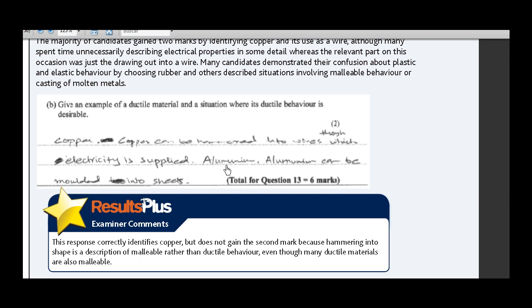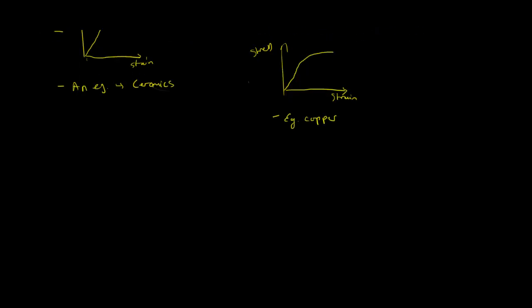Aluminium can be molded into sheets. It says, this response correctly identifies copper, but does not gain the second mark because hammering into shape is a description of malleable. That's true. Hammering is to do with malleable rather than ductile, even though many ductile materials are also malleable.